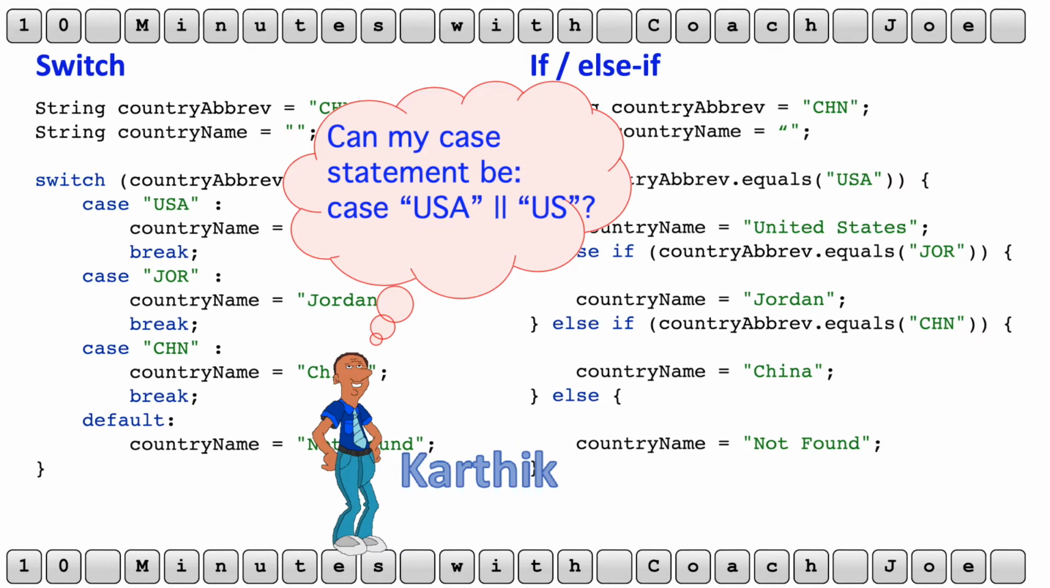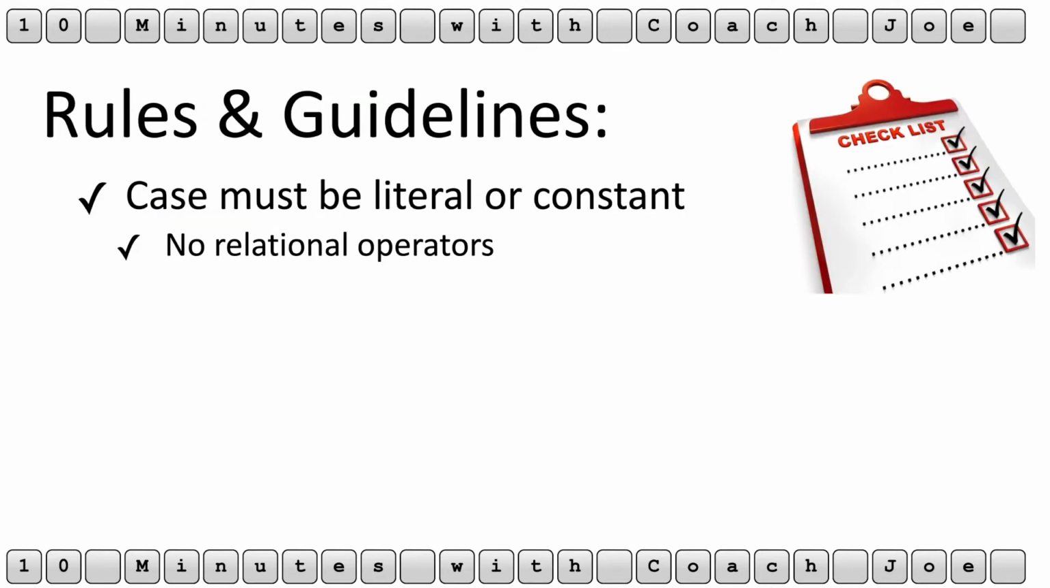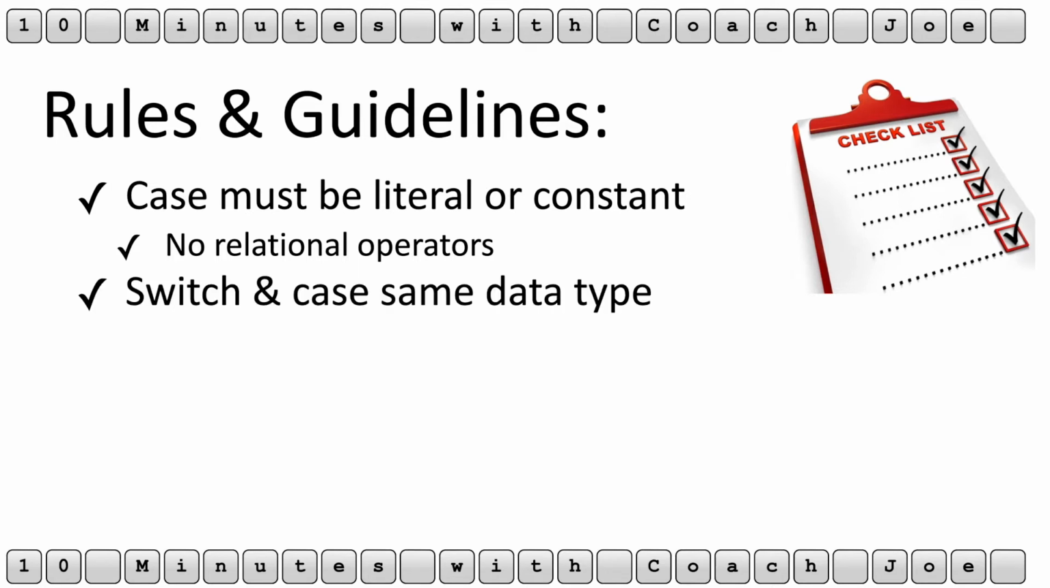Can a case statement have a relational operator? The answer is no. Let's cover a few rules and guidelines for the switch statement. The value for a case must be a constant or a literal. You are not allowed to use variables, expressions, or operators like x less than 5. The data type of a case value must be the same as the switch variable. Duplicate case values are not allowed.